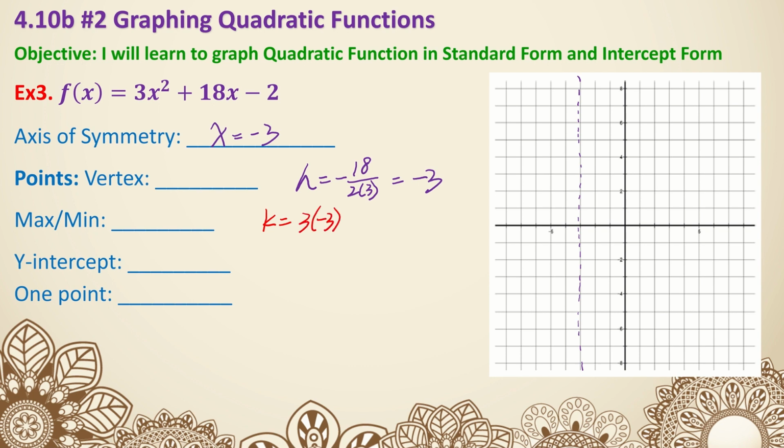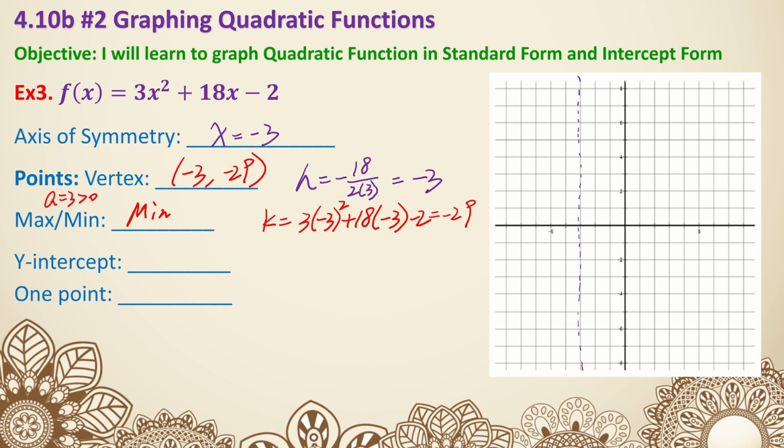3 times negative 3 squared plus 18 times negative 3 minus 2. 3 times 9 is 27. Then minus a 54, it's negative 27. Minus 2 is a negative 29. Well, that point is actually quite far down below. Negative 3, negative 29. And our A is a 3, which is greater than 0. So our vertex is minimum again.